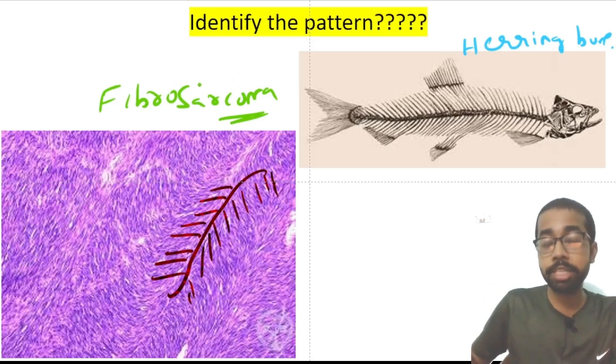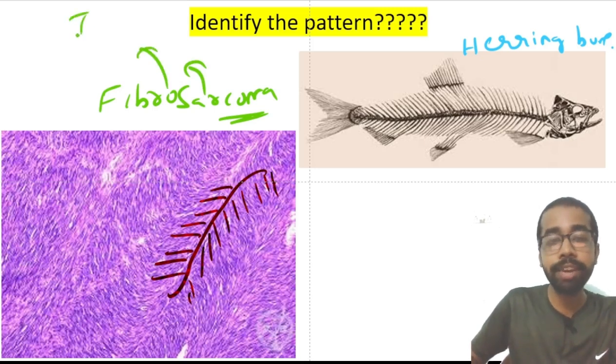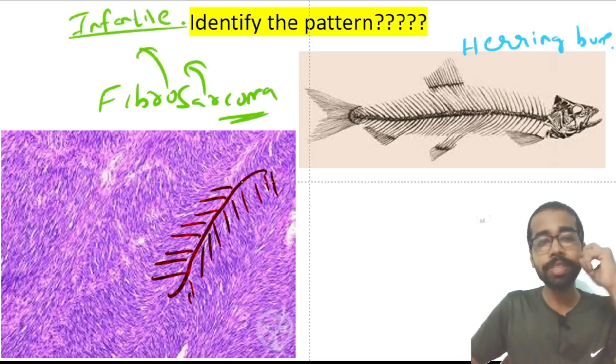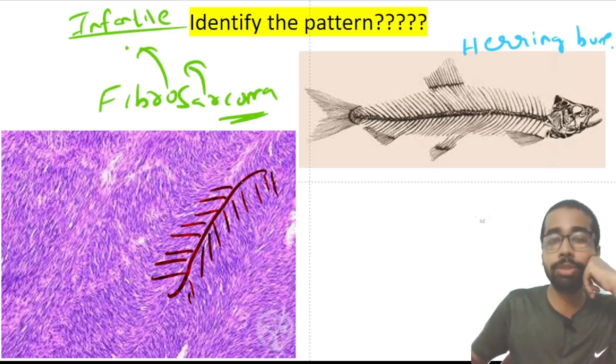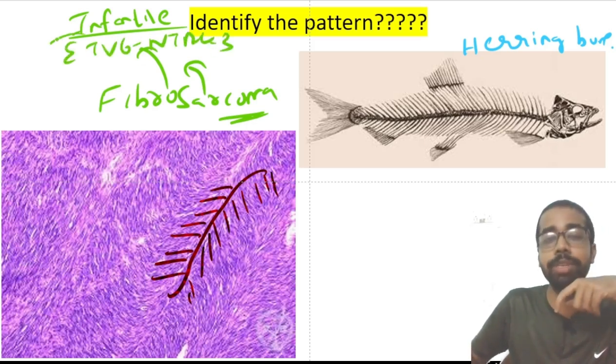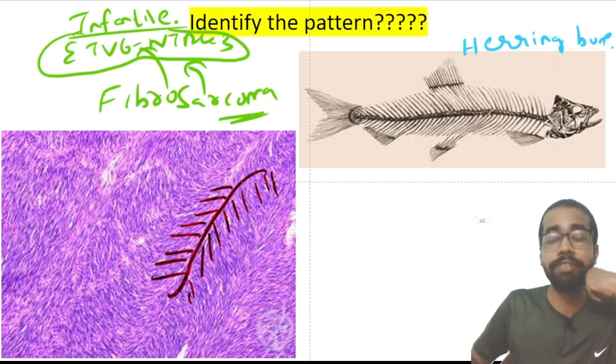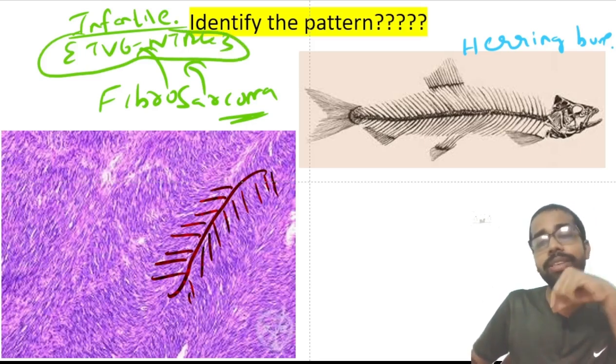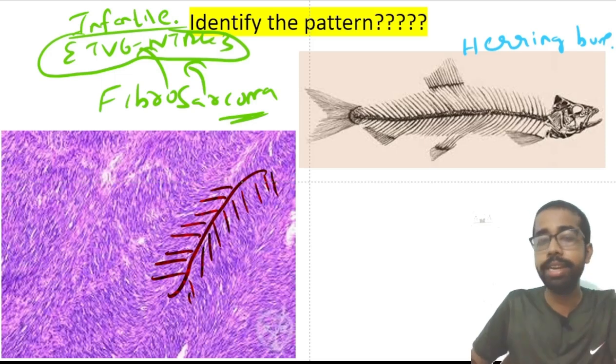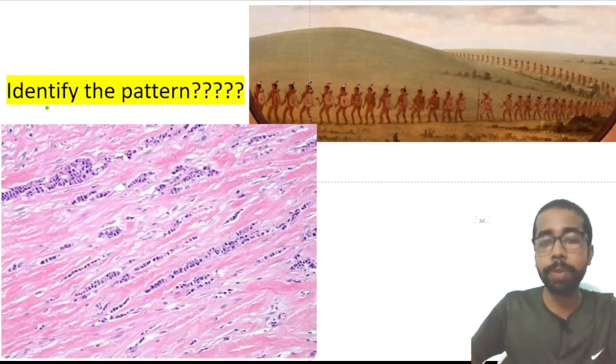And what is the IHC for fibrosarcoma? Yes, it's a diagnosis of exclusion. No IHC will help you. What about infantile fibrosarcoma? Just because there is a quite interesting translocation associated with it, ETV6 and TRK3, right? Just because infantile fibrosarcoma is associated with this, it becomes a question. And in infantile fibrosarcoma, already I have told you there is prominent lymphoid infiltration, right? Clear? Okay, next.